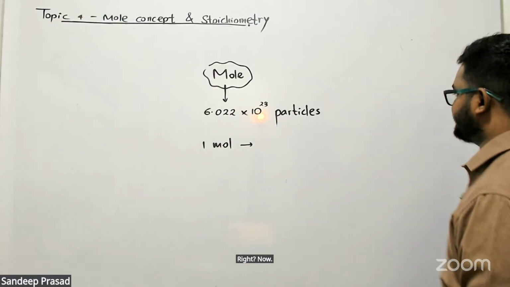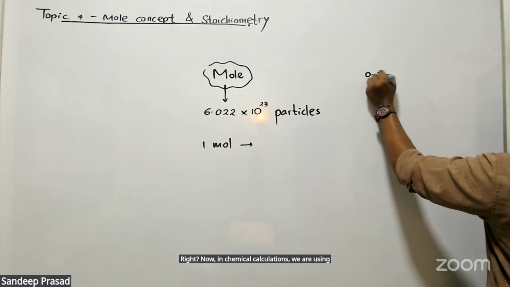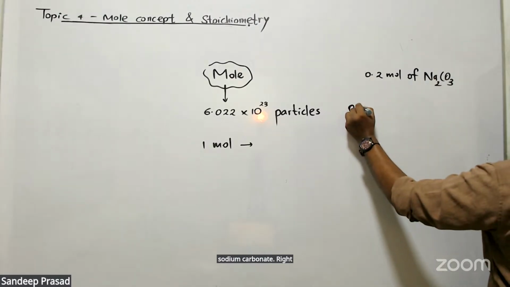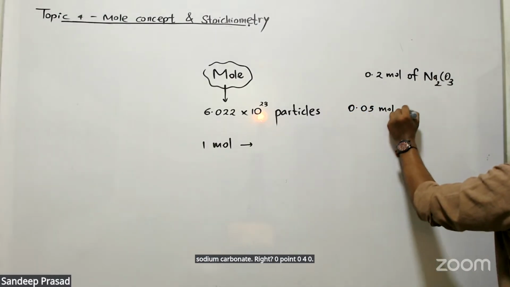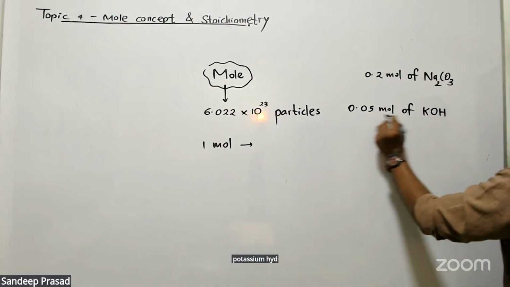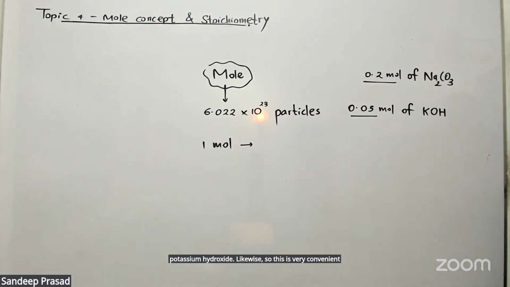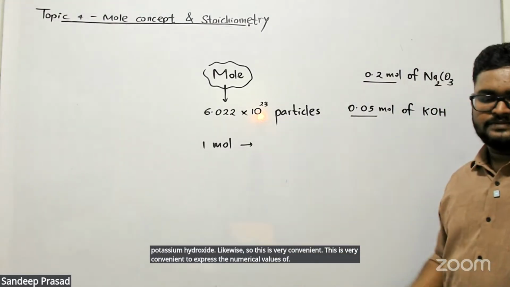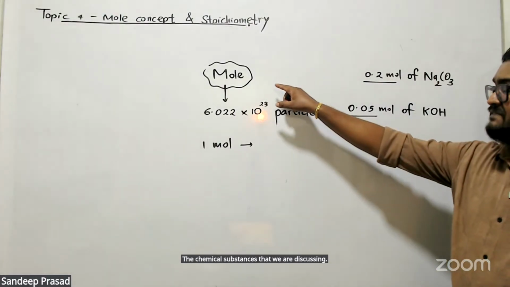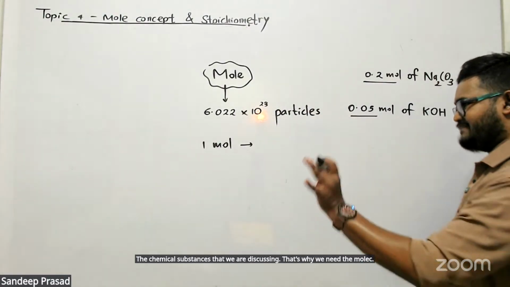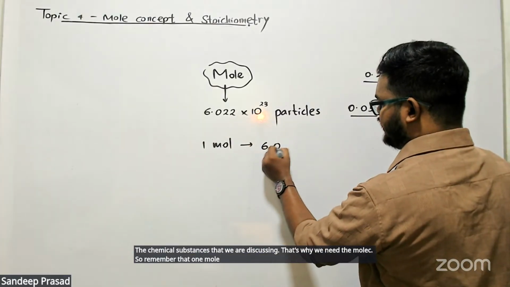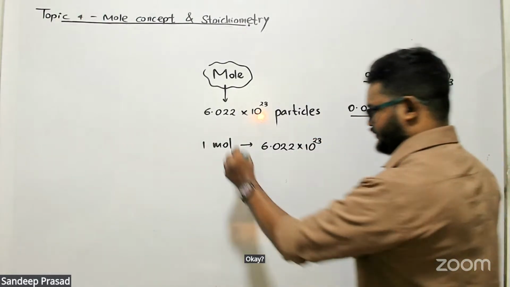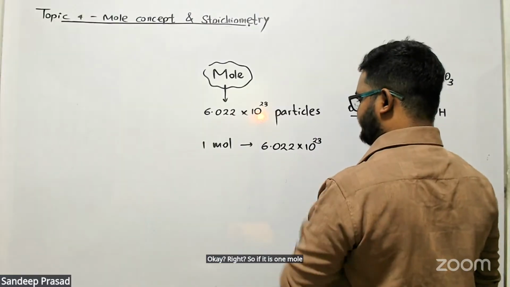Now in chemical calculations, we use 0.2 moles of sodium carbonate, 0.04, 0.05 moles of potassium hydroxide. Likewise, this is very convenient to express the numerical values of the chemical substances that we are discussing. That's why we need the mole concept. So remember that 1 mole contains Avogadro number of particles.